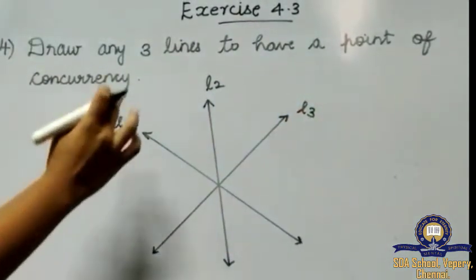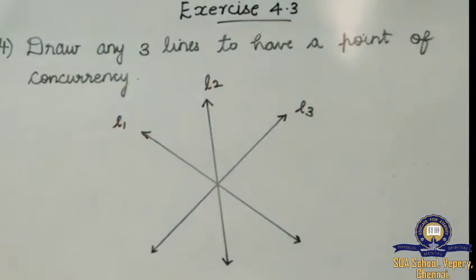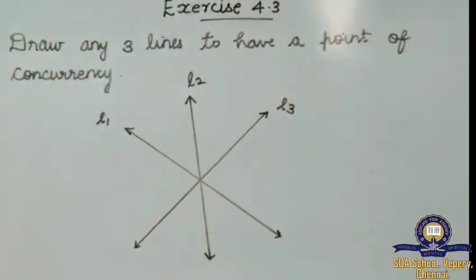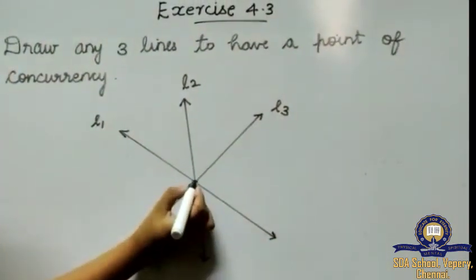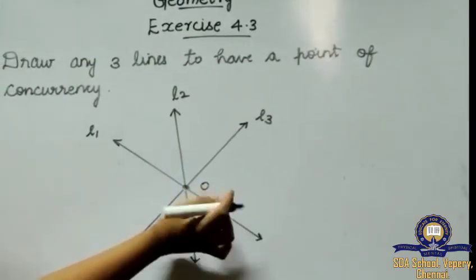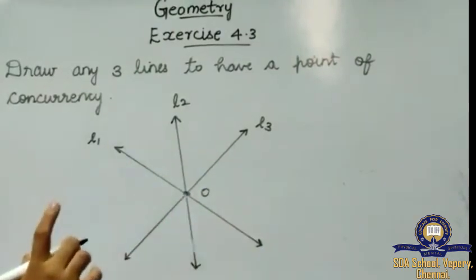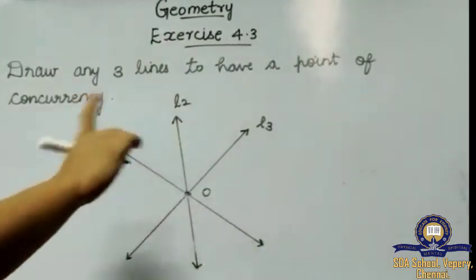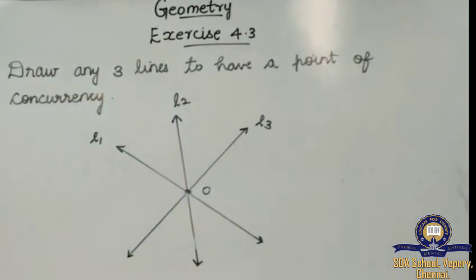Okay, so I have drawn 3 lines and you should have a point of concurrency. Okay, so this will be the point of concurrency and I'm going to write it as O. So O will be the point of concurrency for these 3 lines. Got it, students?